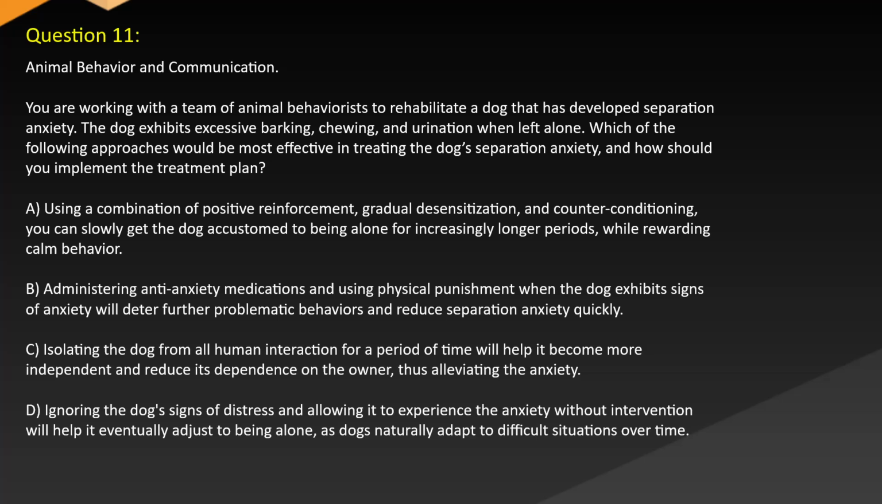B. Administering anti-anxiety medications and using physical punishment when the dog exhibits signs of anxiety will deter further problematic behaviors and reduce separation anxiety quicker. C. Isolating the dog from human interaction for a period of time will help it become more independent and reduce its dependence on the owner, thus alleviating the anxiety. D. Ignoring the dog's signs of distress and allowing it to experience the anxiety without intervention will help it eventually adjust to being alone, as dogs naturally adapt to difficult situations over time.